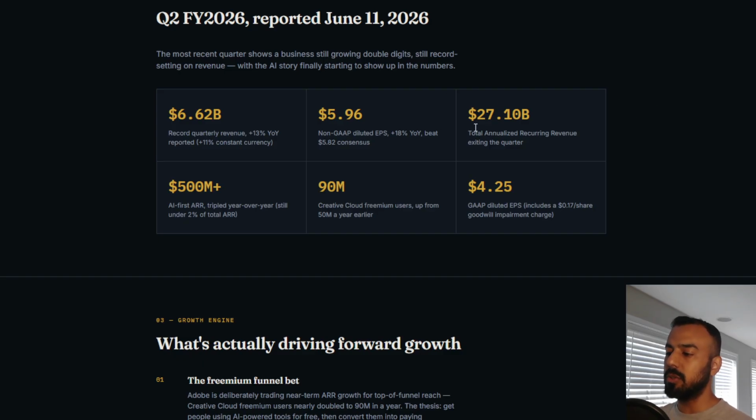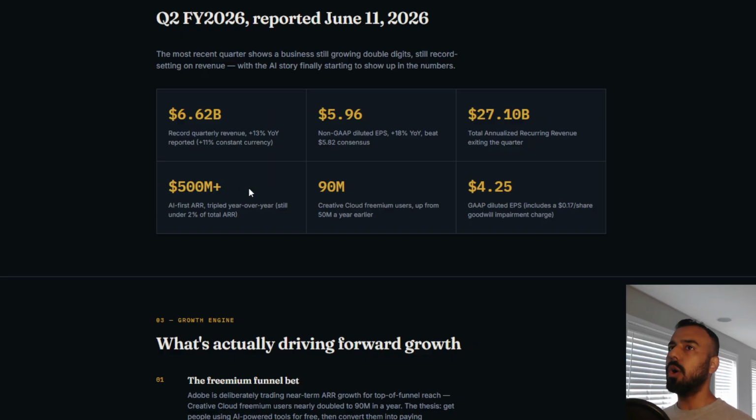Record quarterly revenue up 13%. Non-GAAP diluted EPS is up. Total annualized recurring revenue, ARR, is up. Now, this is a number that matters a lot. AI first ARR has tripled year over year, and this is the number in the next earnings I want to see improve.